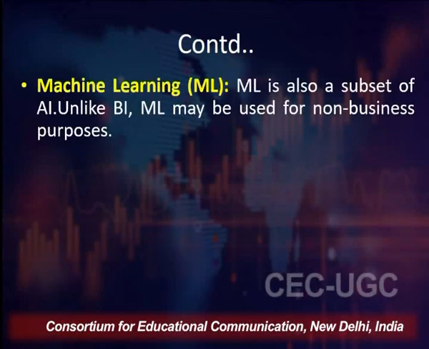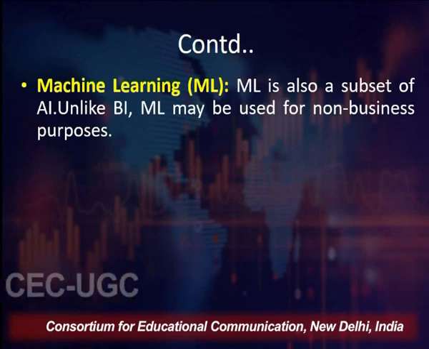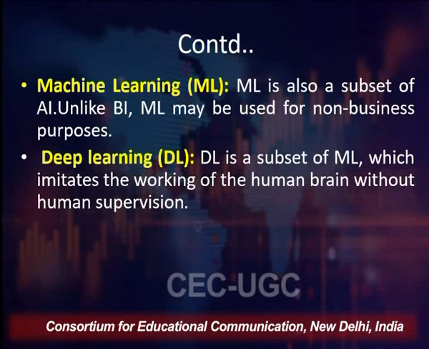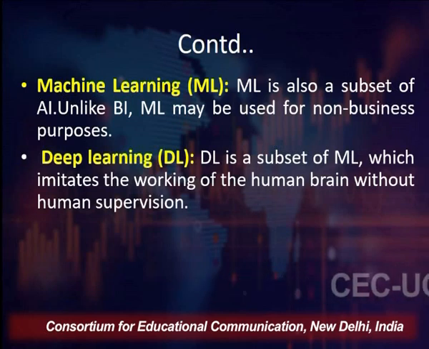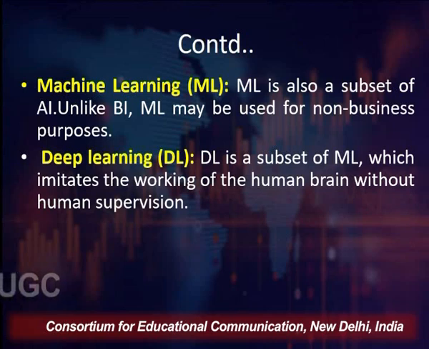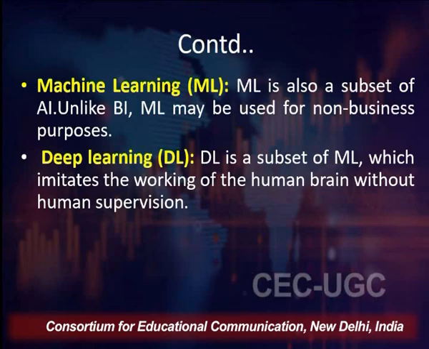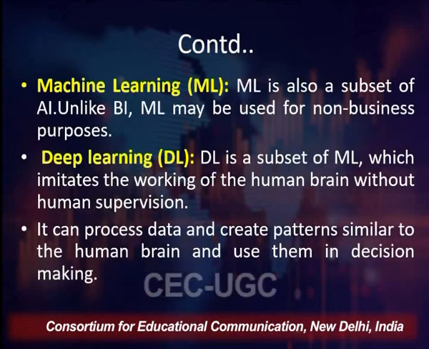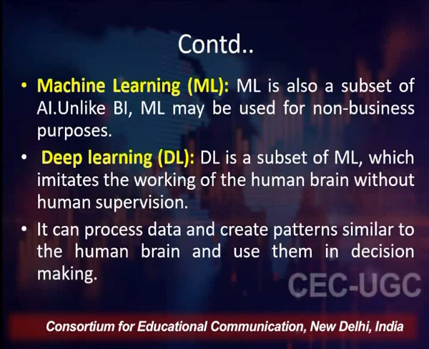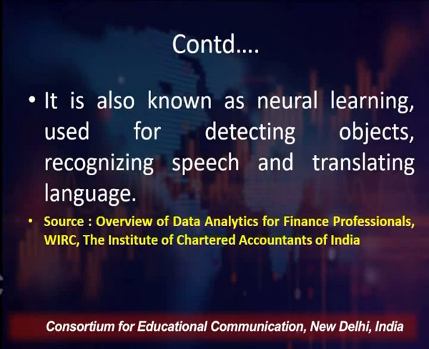ML, you should know what machine learning is. It is also a subset of AI. Unlike business intelligence, machine learning may be used for non-business purposes. Nowadays we also talk about deep learning, even one step ahead of machine learning. DL is a subset of machine learning which imitates the working of the human brain without human supervision. Imagine the role of technology which can process data and create patterns similar to the human brain and use them in decision making. It is also known as neural learning, which is used for detecting objects, recognizing speech or translating languages.